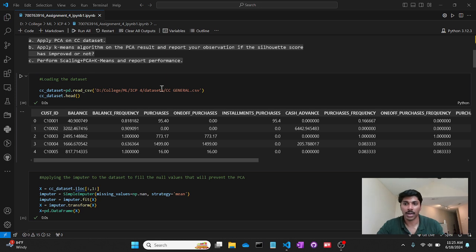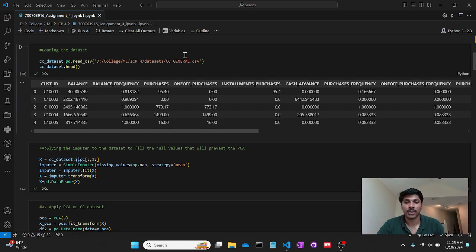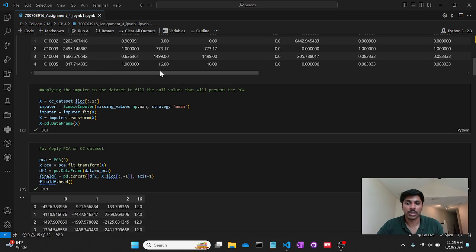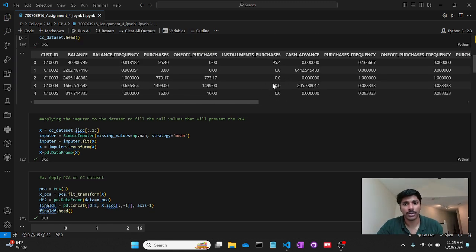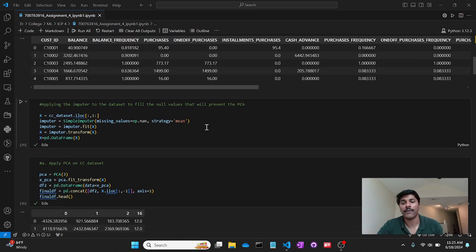The first step I did was import the dataset from this particular link. This is in my D drive. So I imported that and then I applied the function on it. The dataset has some null values, so in order to fill in those null values, I calculated the mean of the entire column and filled the null values with it, so that we have a complete dataset.